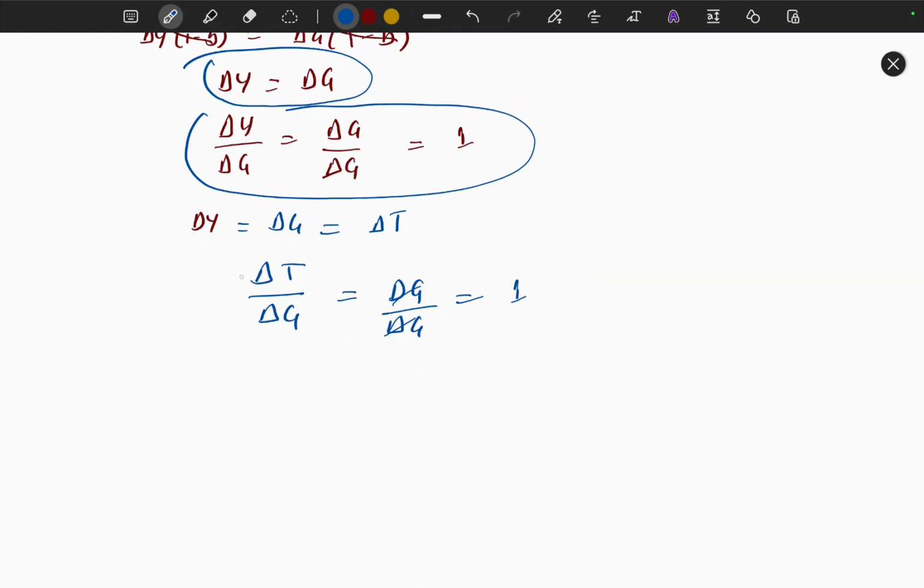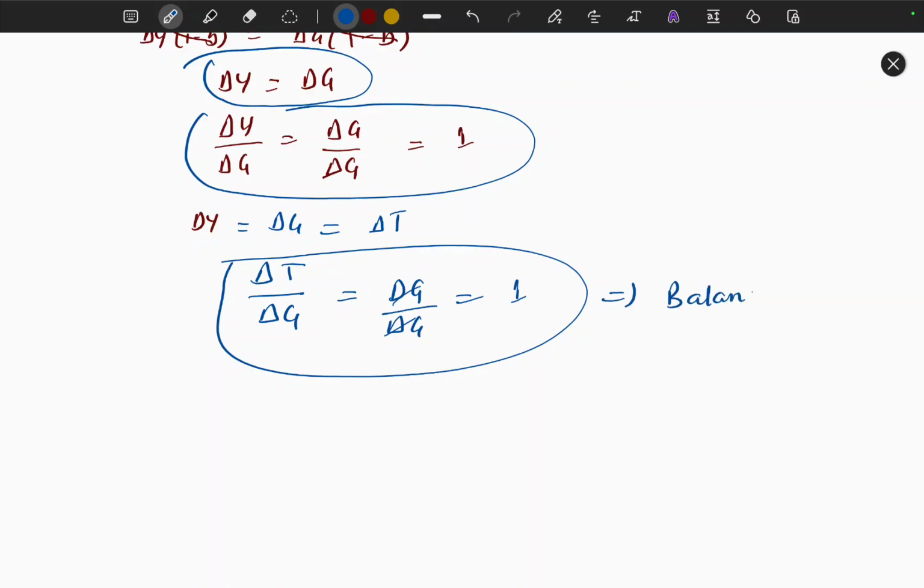So this is our balanced budget multiplier. I have horrible handwriting, I know that. And this is equal to 1, which means that given the changes in government expenditure are equal to changes in tax, the increment in national income will be exactly the amount of the increase in government expenditure.